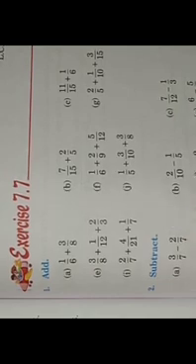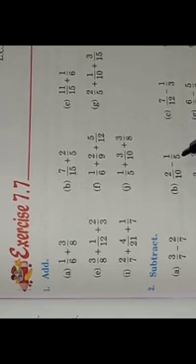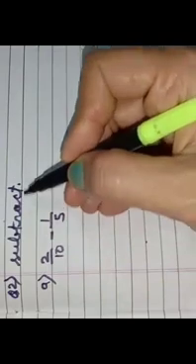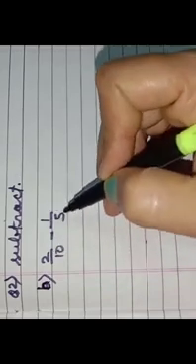Now move to question number 2. Subtract. And the fraction is A, 3 upon 7 minus 2 upon 7. These are like fractions and you can solve it easily as you have done in the previous exercise. Now B. The fractions are 2 upon 10 minus 1 upon 5. Okay, let's solve it. Now question number 2, subtract. And the given fraction is B, 2 upon 10 minus 1 upon 5.